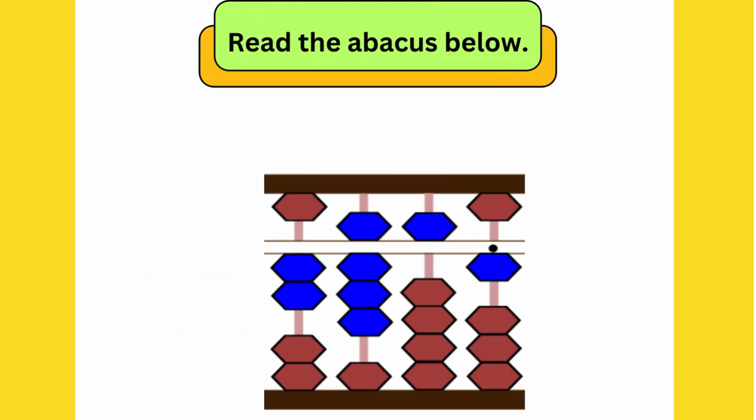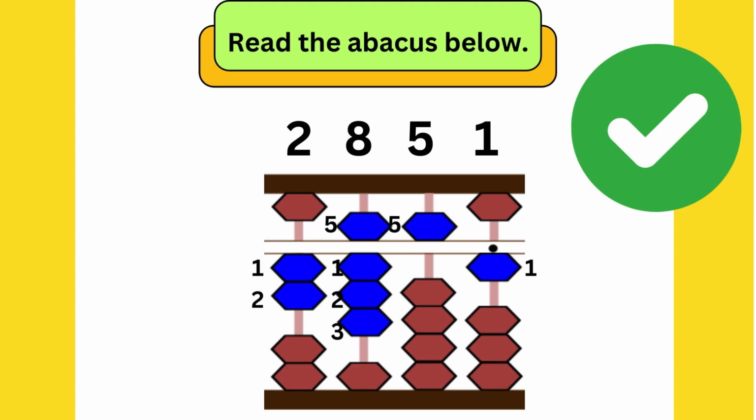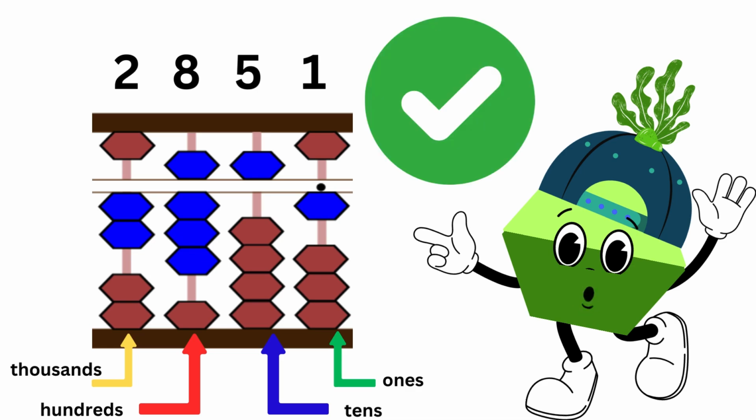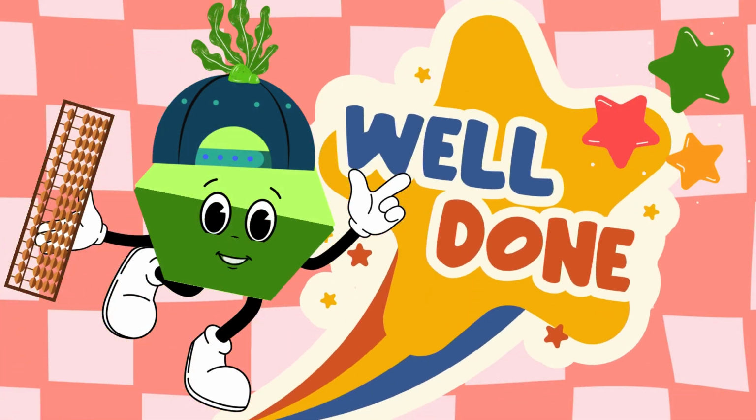Alright, let's start with the thousands place column. There are 2 lower beads attached to the bar. Moving on to the hundreds column, we see 1 upper bead and 3 lower beads attached to the bar. Now, on to the tens column where we find 1 upper bead attached to the bar. Finally, in the ones column, there's 1 lower bead attached to the bar. So, the abacus represents the number 2851. It might seem like a big number, but we were able to read the abacus with no problem. Well done, everyone!